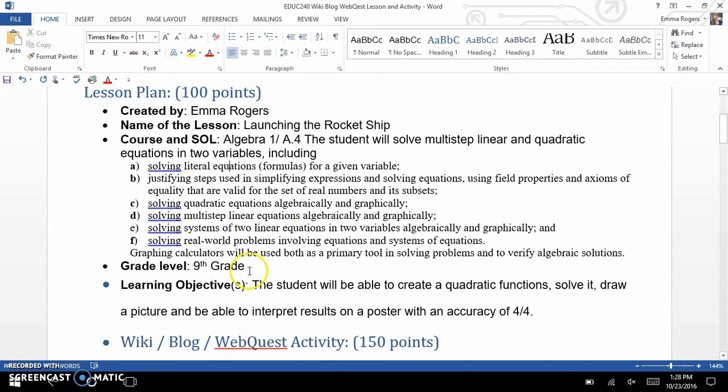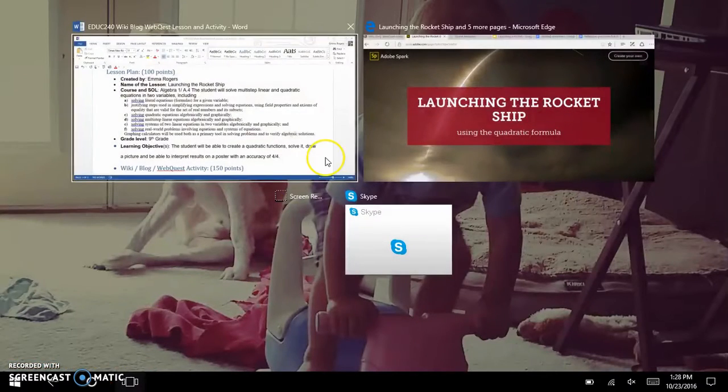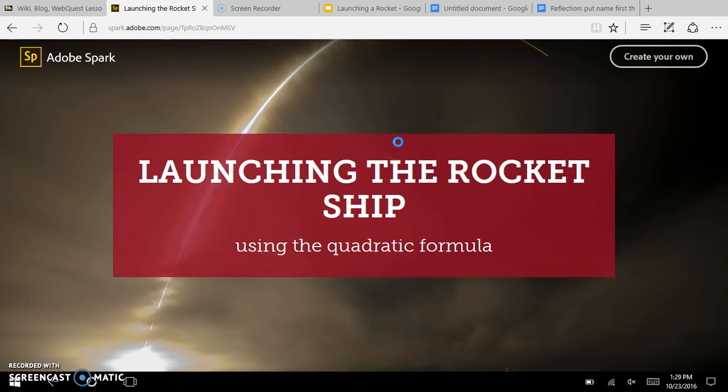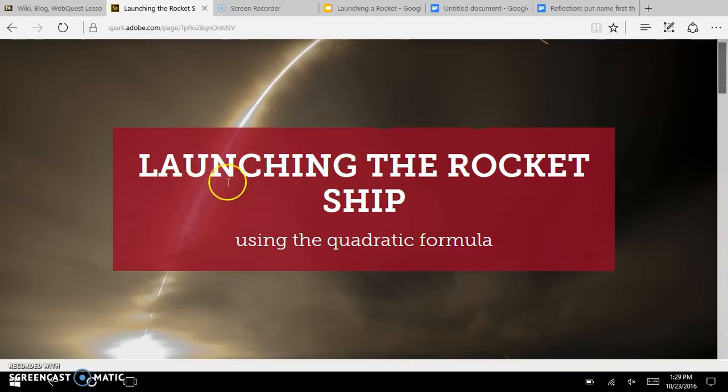And this is for grade level 9, and the learning objective is the student will be able to create quadratic functions, solve them, and draw a picture and be able to interpret the results on a poster with an accuracy of 4 out of 4. So every student will be given a link to a website explaining the activity they will do. And as I said before, the title of the activity is Launching the Rocket Ship Using the Quadratic Formula.